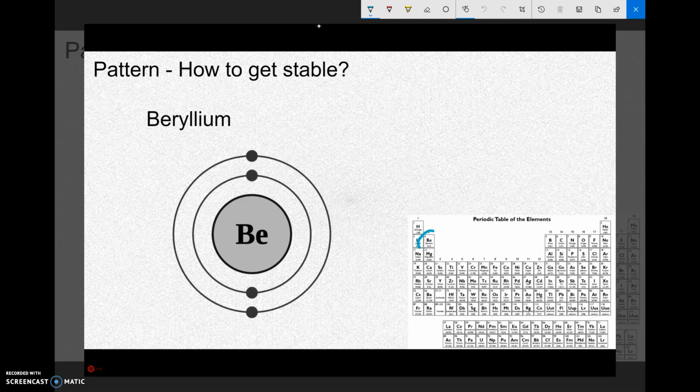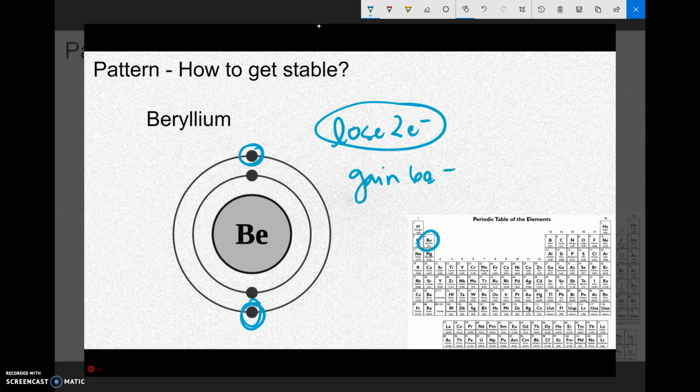It's got 2 valence electrons, and you can also see right here we have 1, 2. So beryllium has two options as well. It can lose 2 electrons, or it can gain 6, because if we gain 6, 6 plus these 2 equals 8. So again, think about what would take the least amount of energy. That's going to be your 2. So if we lose 2 electrons, it's going to be Be with a 2 positive charge.